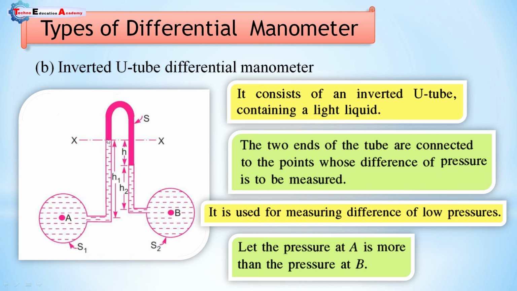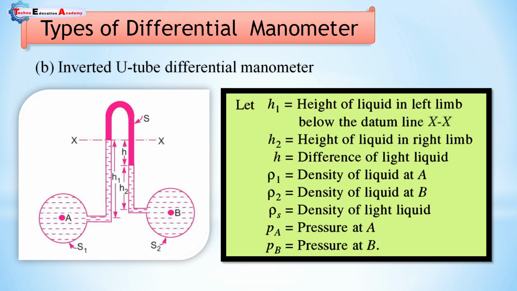Here you can see that the level of the mercury on the A side, due to high pressure, is shifted upward, and due to low pressure on the B side as compared to A, it is shifted downward. Let H1 be the height of the liquid in the left limb below the datum line XX. Here we are considering the datum line or reference line, and H1 is the height of liquid in the left limb below the datum line XX from point A. H2 is the height of liquid in the right limb. H is the difference of the light liquid, whose specific gravity is S, from the datum line.